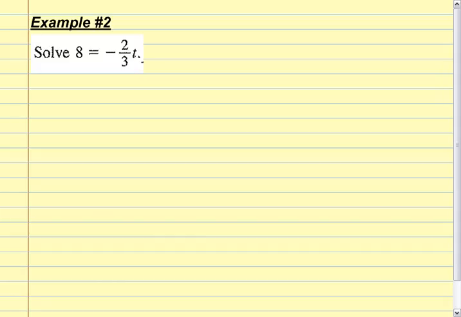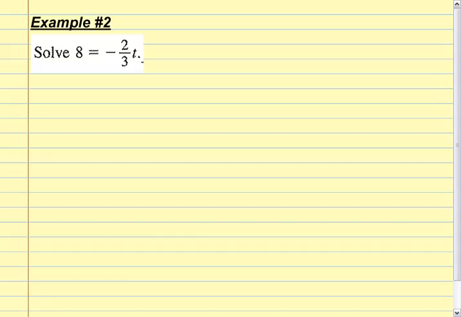Okay. It says solve 8 equals negative 2/3 t. Is the t by itself, Taylor? T for Taylor. Okay, it's not by itself. What's happening between the negative 2/3 and the t? They're being multiplied. So how do I undo multiplication, Sophia?